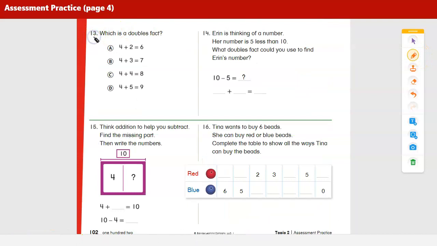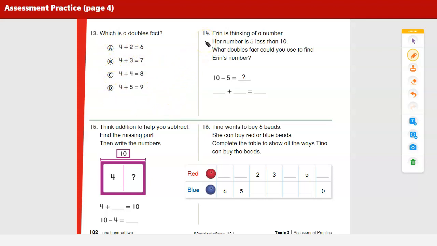On number 13, it wants us to find which is a doubles fact. So we've been talking a lot about doubles facts throughout our lesson. So is 4 plus 2 equals 6 a doubles fact? Is 4 plus 3 equals 7 a doubles fact? Is 4 plus 4 equals 8 a doubles fact? Or is 4 plus 5 equals 9 a doubles fact? You are going to find the letter choice and fill it in.